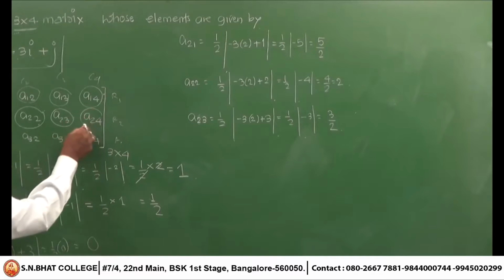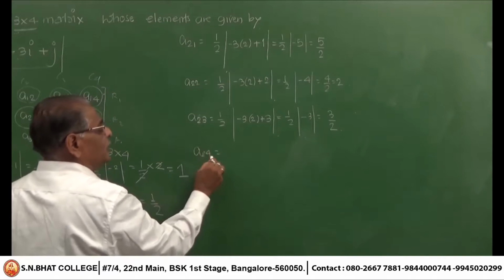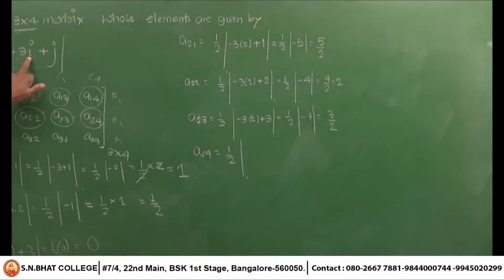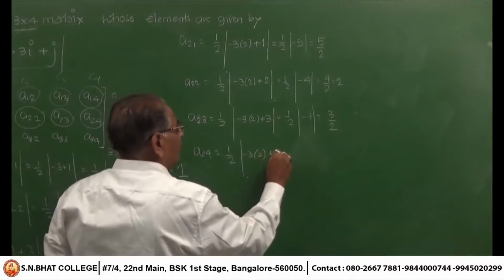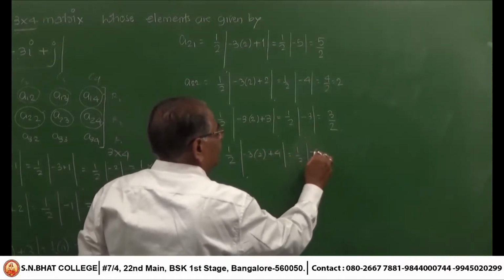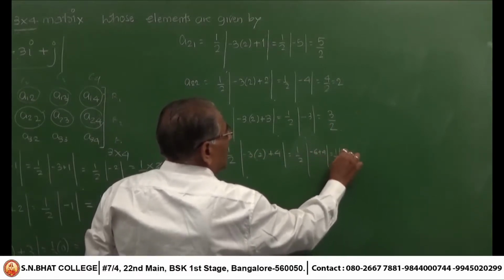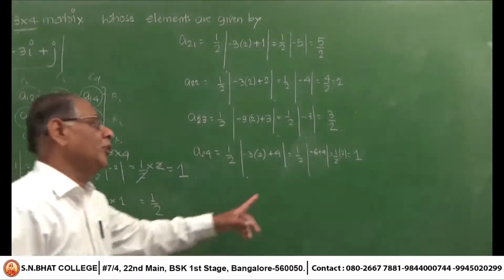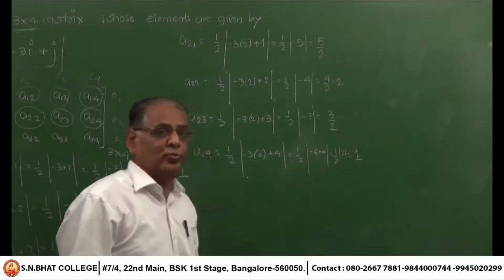Next you have to calculate A24, the eighth element. A24: i is 2, j is 4. This is half into modulus of minus 3 into 2, plus 4. Half into minus 6 plus 4 is minus 2. Modulus of minus 2 is plus 2. Half into 2 is 1.